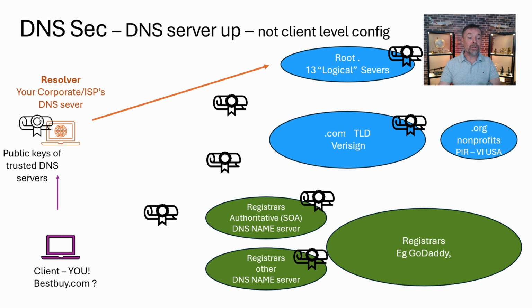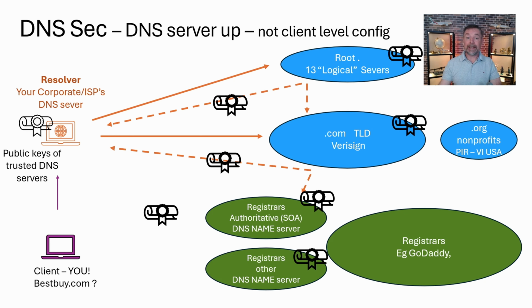It has a bunch of public keys and certificates preloaded on it for replies that can be trusted. If it's not signed with one of these certificates, it's ignored. It goes out, does our normal DNS process. It gets down to GoDaddy. GoDaddy replies with a signed response. Our DNS server accepts that response and then sends it back to us and updates its own cache records. That's how DNS security works.